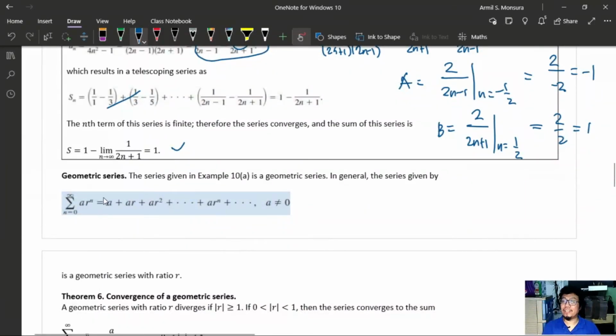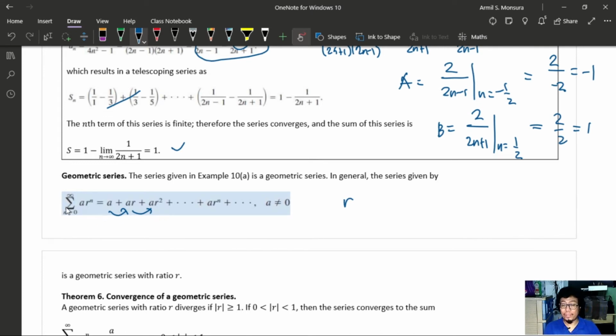Now we proceed with geometric series, which should be familiar to everyone already, because you may have studied this before in your high school days, and even in your introductory mathematics in college. A geometric series is a series in which the terms are generated by multiplying by a constant number. That number is the common ratio r. To get ar, you multiply r to a, and to get ar squared, you multiply r to ar. To get the next term, you multiply by r again. So that's a geometric series.